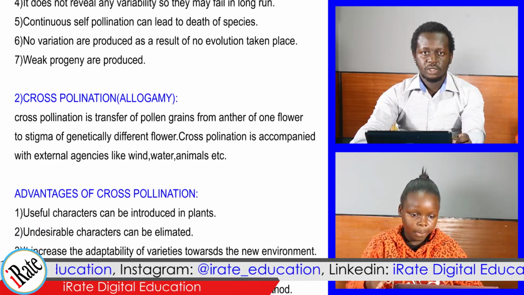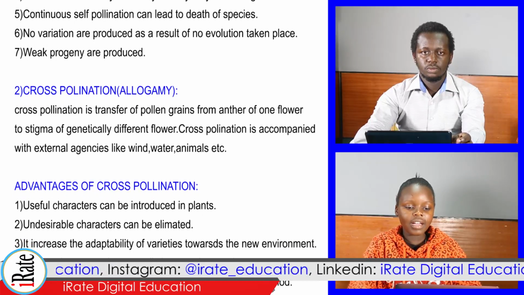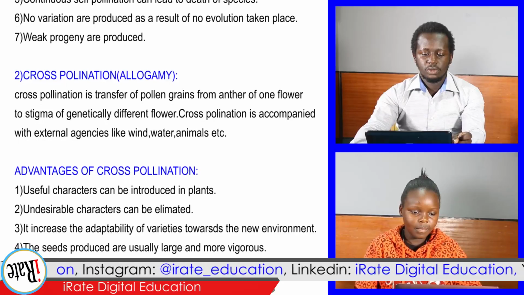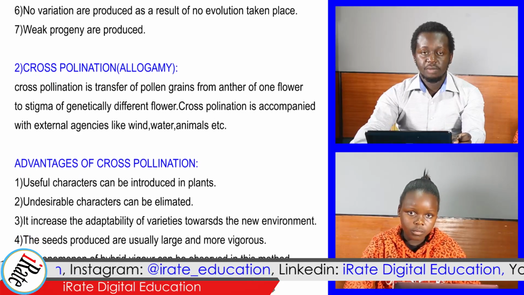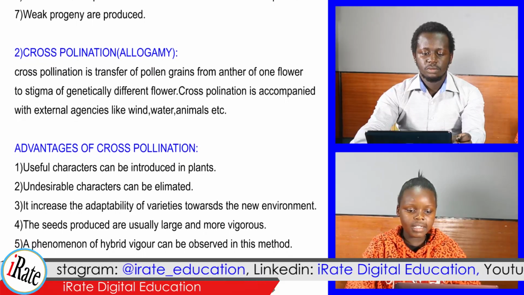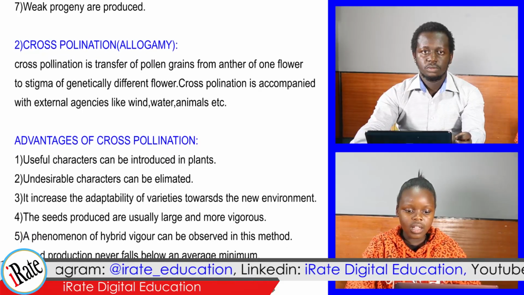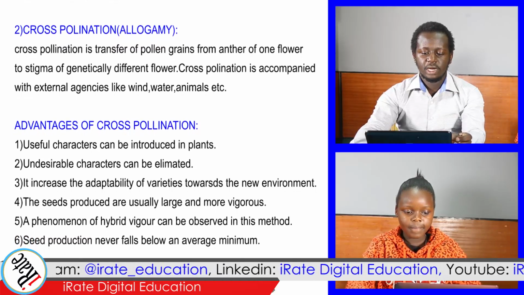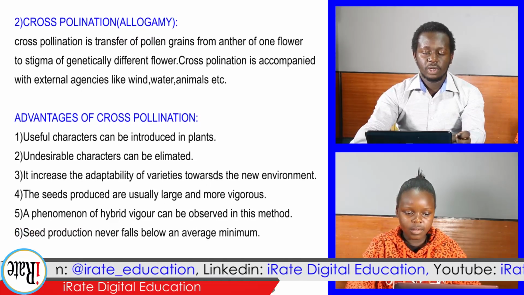Advantages of cross-pollination include: 1. Useful characters can be introduced in plants. 2. Undesirable characters can be eliminated. 3. It increases the adaptability of varieties towards the new environment. 4. The seeds produced are usually large and more vigorous.